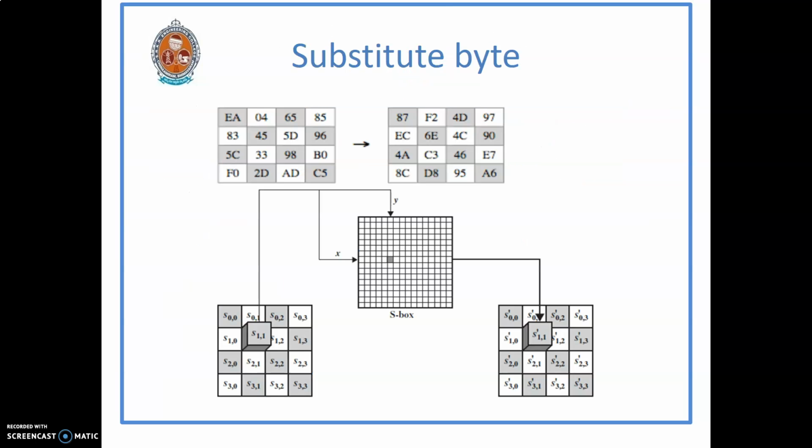Substitution of bytes. The 16 input bytes are substituted by looking up a fixed table, the S-box, given in the design. The result is a matrix of 4 rows and 4 columns.